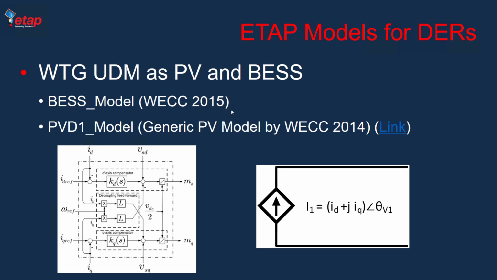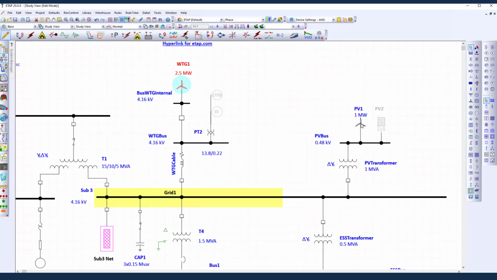If you want to model a battery as per the VEC 2015 document, you can use the same WTG element for dynamic performance and just connect the UDM for battery or the UDM for the PV. Let me do a quick demo to show where you can find these in ETAP.